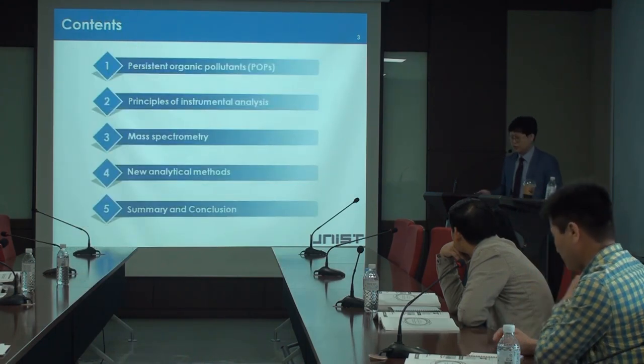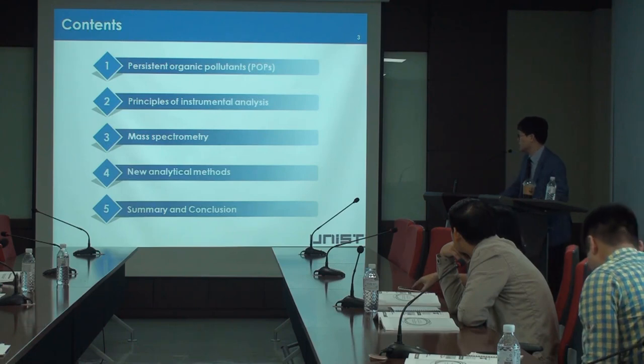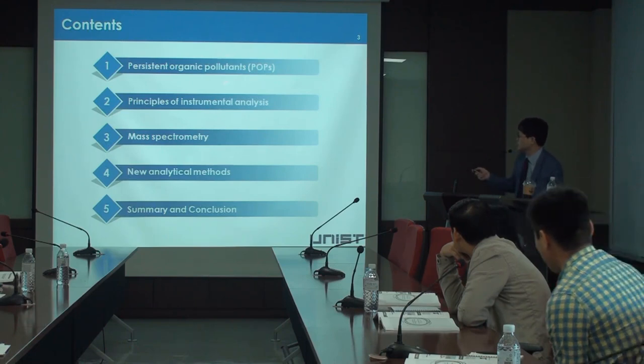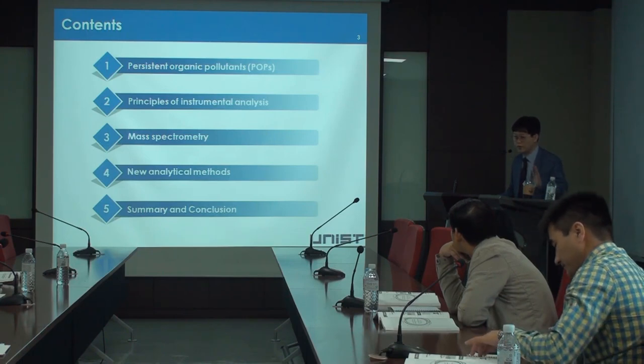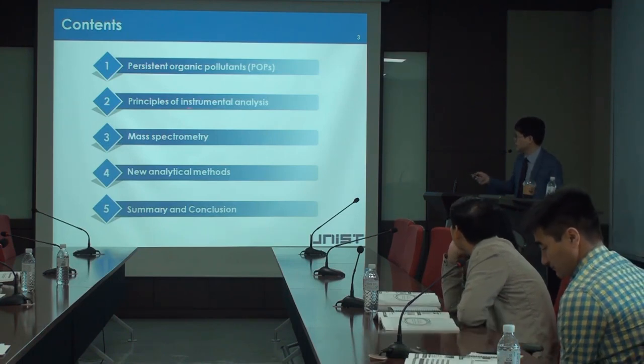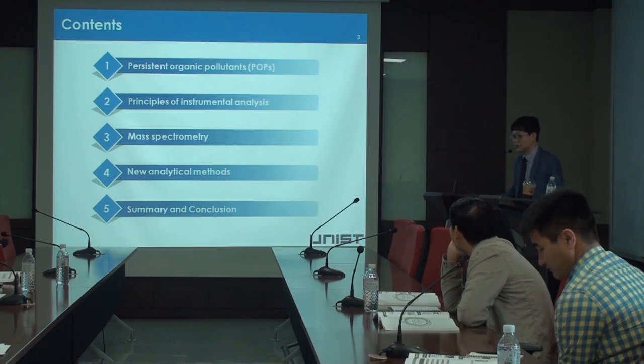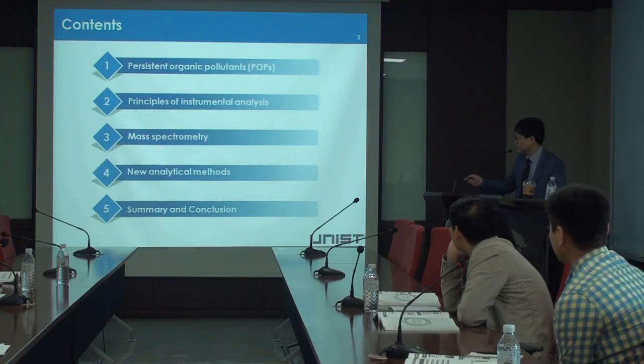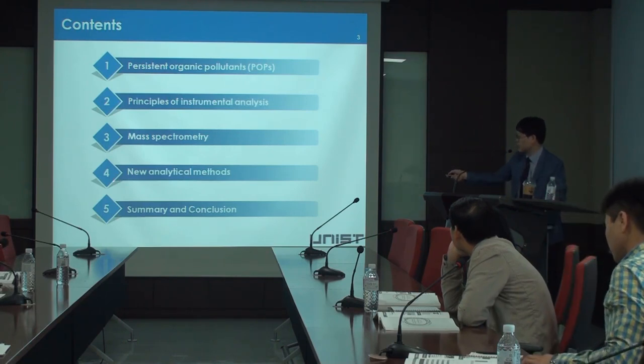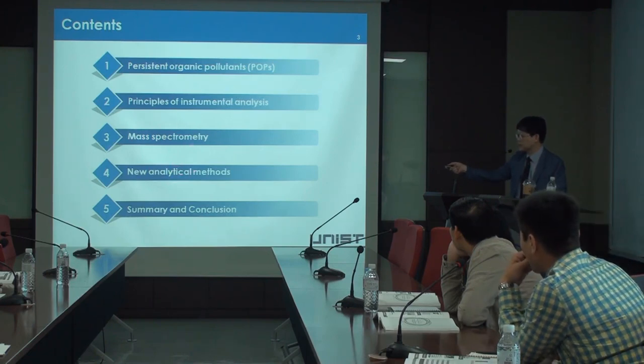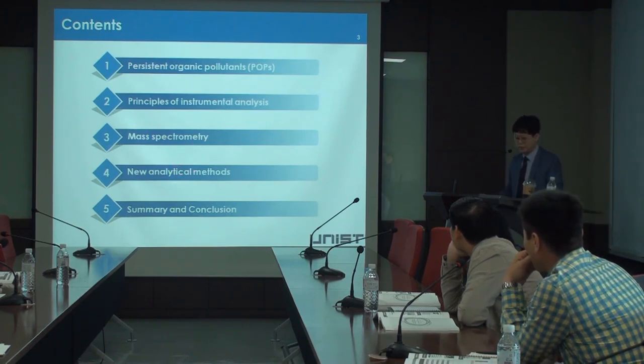There are five subjects in today's content. The first subject is persistent organic pollutants, a very basic topic. The second one is the principle of instrument analysis. Then we will go to mass spectrometry. The third topic is really difficult, but in order to understand the first topic, you already know the method, but we have to understand this mass spectrometry. And finally, we'll summarize and draw the conclusion.